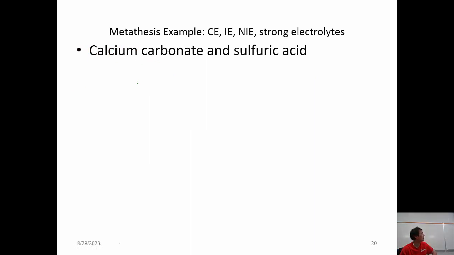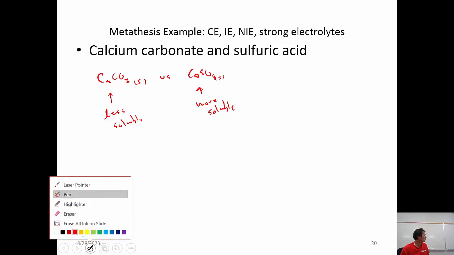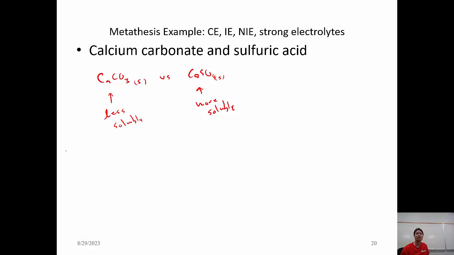But calcium carbonate, solid, versus calcium sulfate. This was less soluble. This one was more soluble. Calcium sulfate, we can dissolve more of that in water, and therefore, which one's more stable, would you say? Calcium carbonate's more stable.